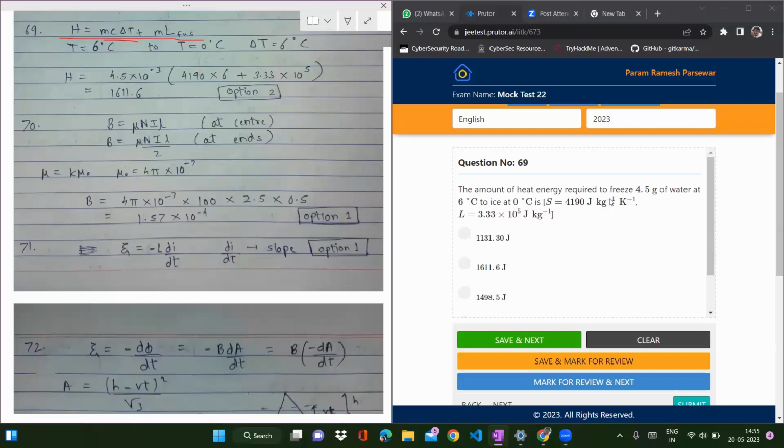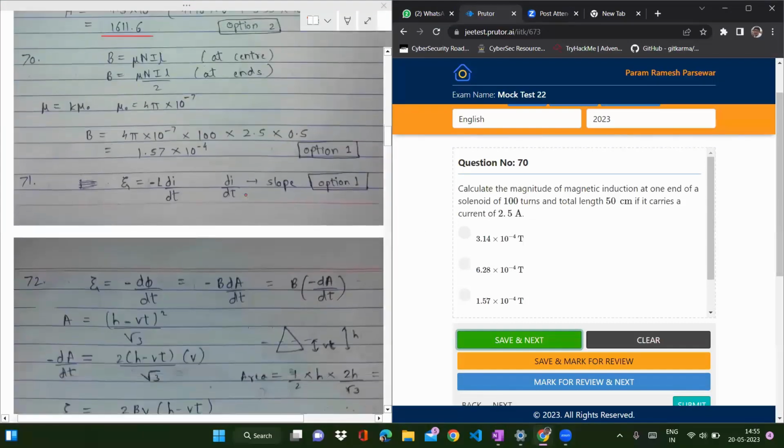So here it is given that mass of water is 4.5 gram, which we will take in SI units, 4.5 into 10 to the power minus 3 kilograms. And C is given 4190 joules per kg per Kelvin, into delta T, which is 6, plus latent heat of fusion, which is given as 3.33 into 10 to the power 5 joules per kg. Solving this, we get 1611.6 joules to be the answer, which is nothing but option 2.